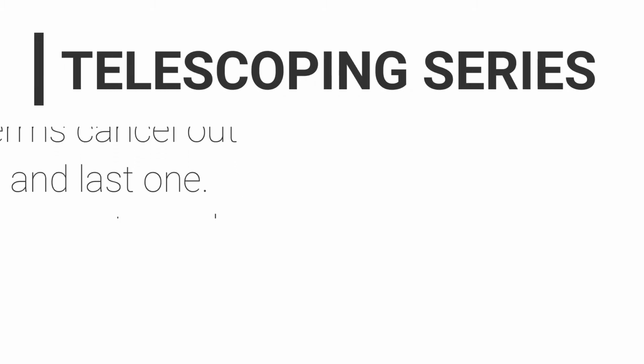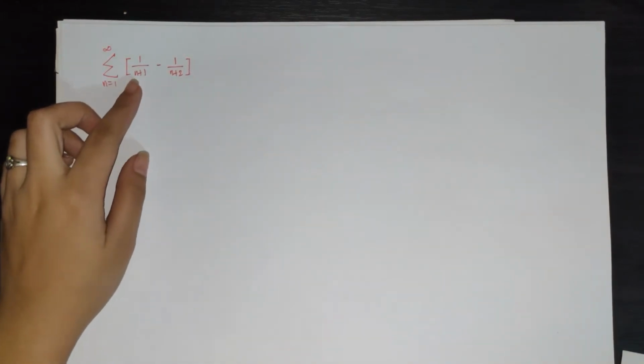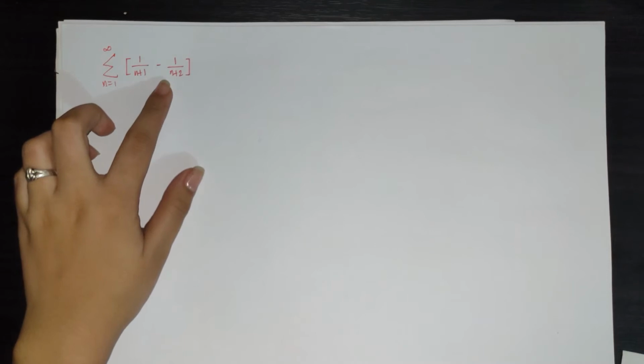Telescoping series. A series where all terms cancel out except for the first and last one. This makes such series easy to analyze. Consider the series which starts from 1 and goes to infinity with the sequence 1 over n plus 1 minus 1 over n plus 2. So will this series converge or will it diverge?